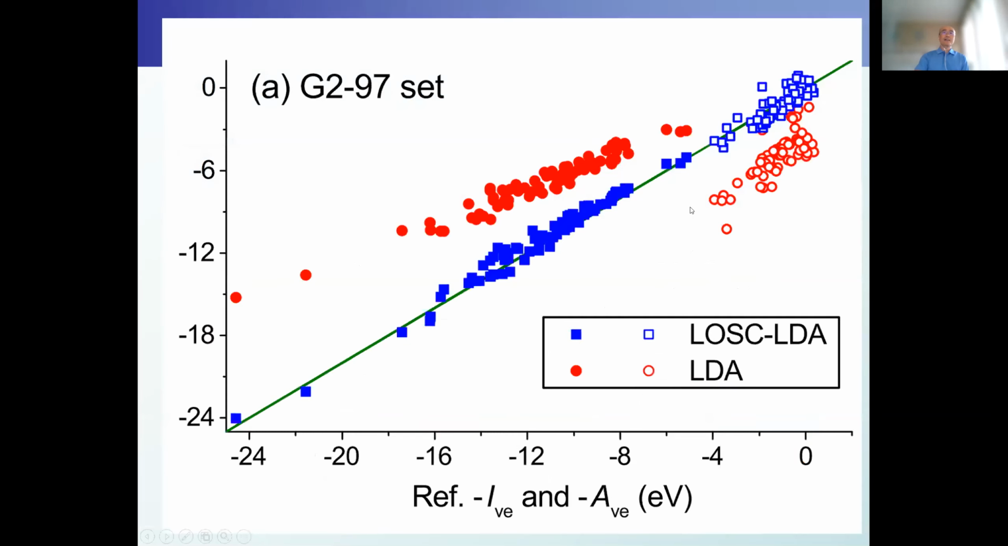Okay, then on the practical matter, for the G2 set of ionization and electron affinity, we can see that this is the original LDA prediction for I and A. And now with the lOSC, we take away the systematic error, and it's all lying on this corrected curve now. We didn't correct all the detailed errors, but the systematic deviation has been corrected.